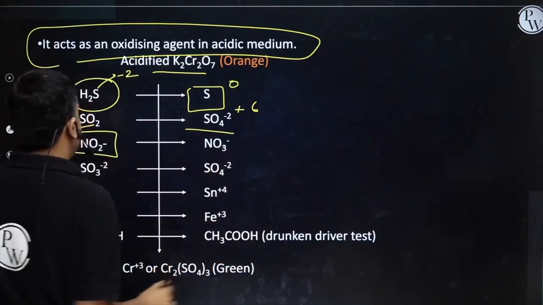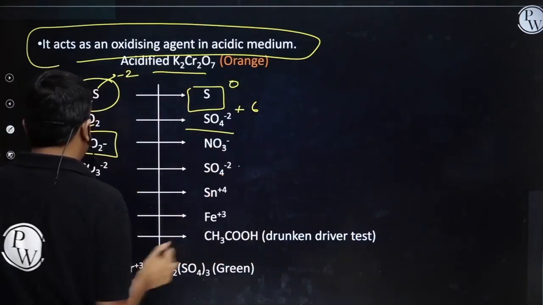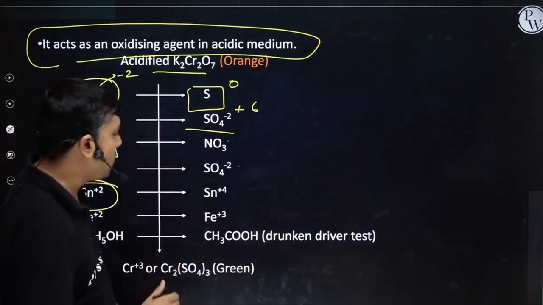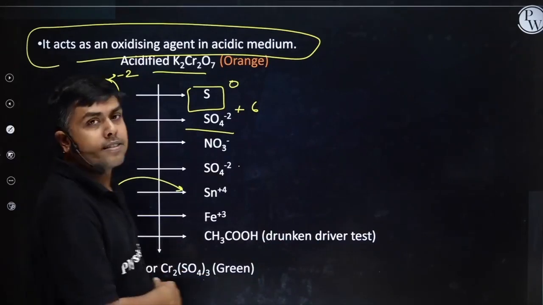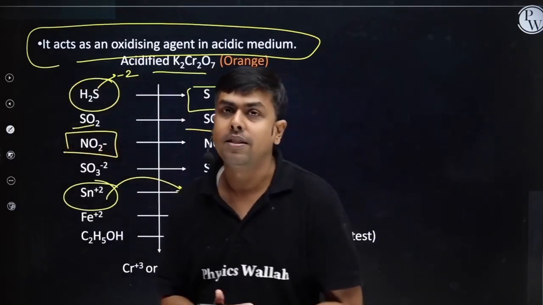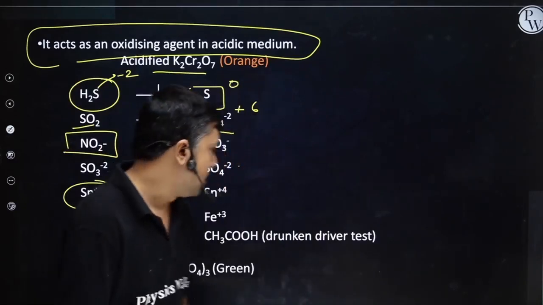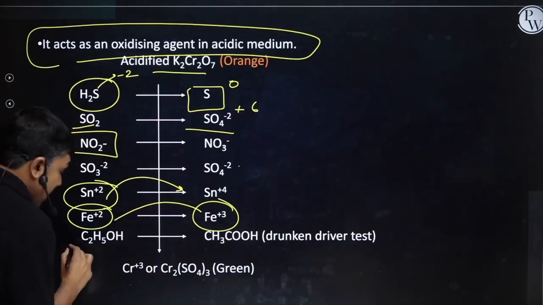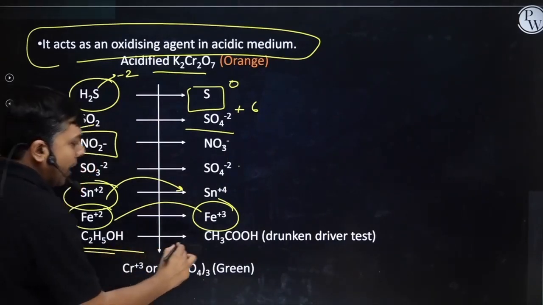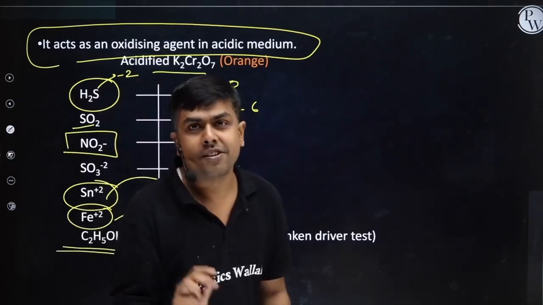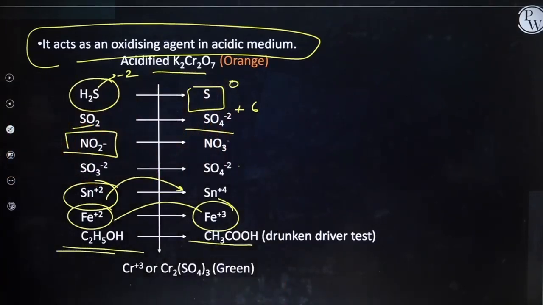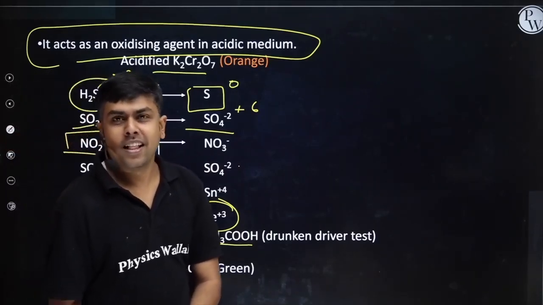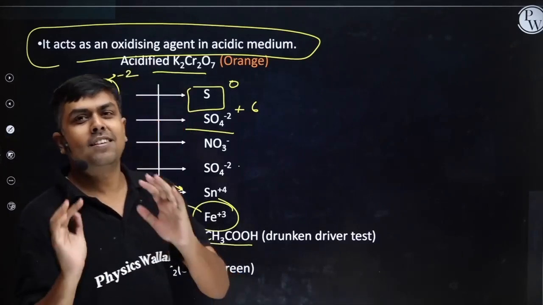SO2 to sulfate, maximum oxidation state, plus 6. Nitrite to nitrate. SO3 2 minus to sulfate. Sn plus 2, SnCl2 to SnCl4. Sn plus 2 to Sn plus 4. If I treat this Sn plus 2 with K2Cr2O7, I am going to get Sn plus 4. Next one, Fe plus 2 to maximum oxidation state, Fe plus 3. Alcohol to acid, aldehyde to acid. Right, students? Okay. I hope all these things are crystal clear to you all. Shall we move ahead? Okay, let's move ahead.